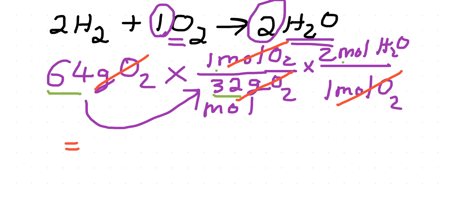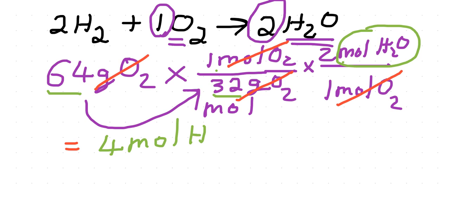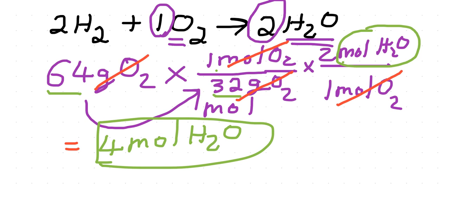So what you end up with is 4, and the unit that you should use is the unit that's left. So you have 4 moles of H2O. That is your final answer.